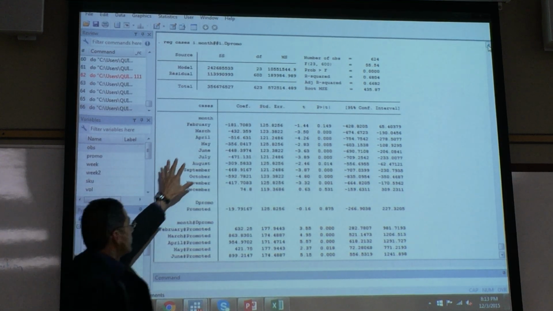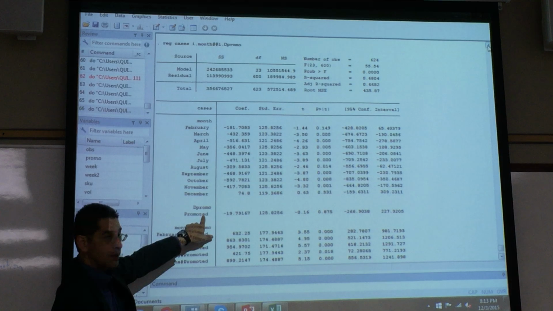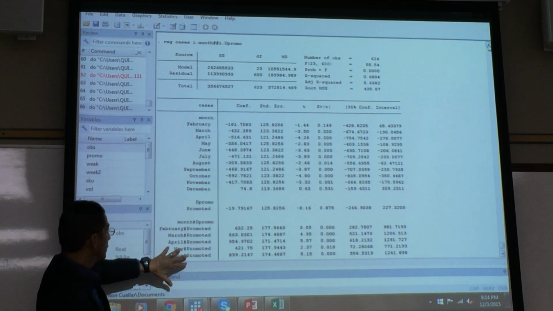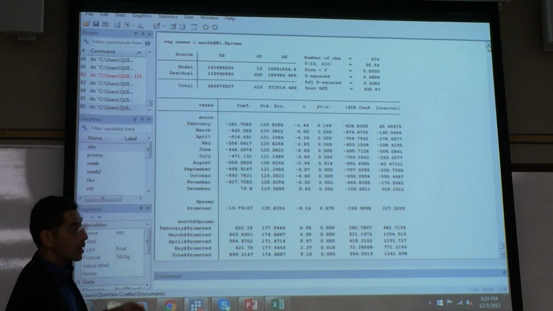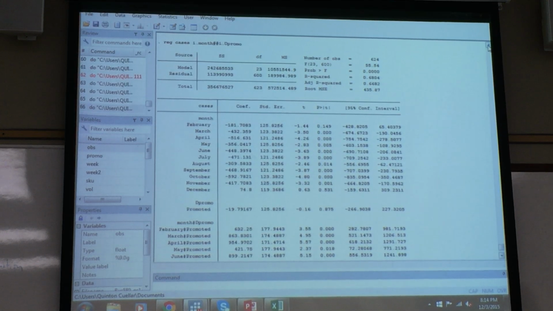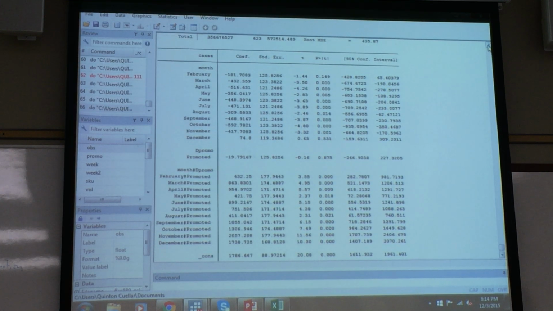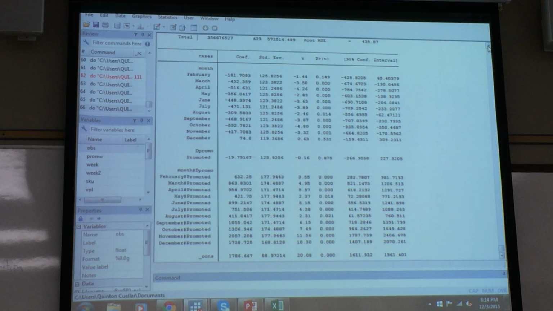So here are the monthly dummies by themselves. Here is the promotion dummy by itself. And then all these are the interactions. February promoted, March promoted, and so on. So for example, January with no promotion equals the constant on the bottom, the 1700. And then with the promotion, it's the 1700 on the bottom and then the negative 19. But remember, January was weird because it has the carryover. Yeah, and that gives you the result.